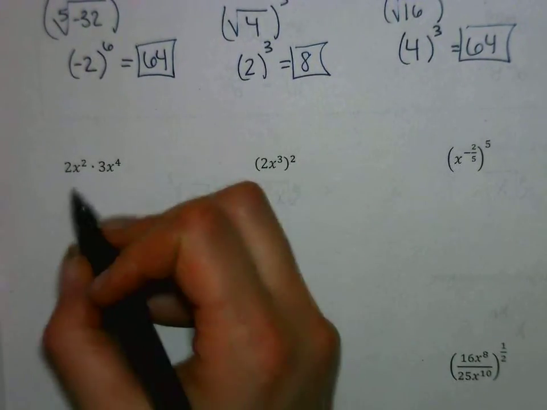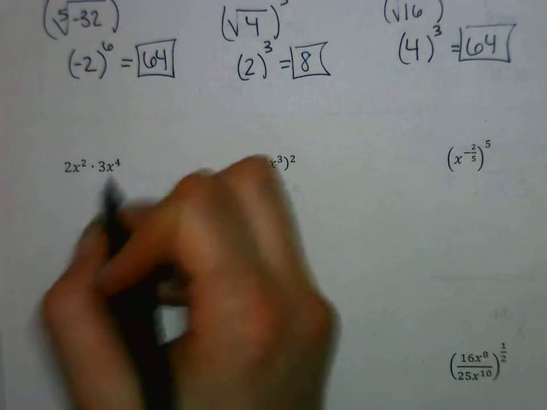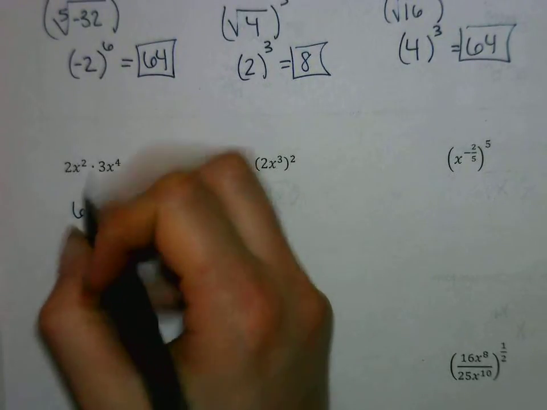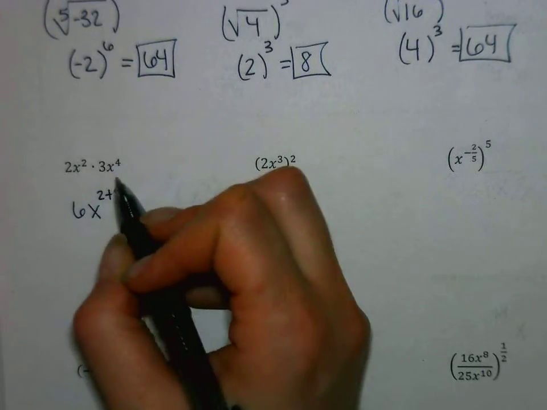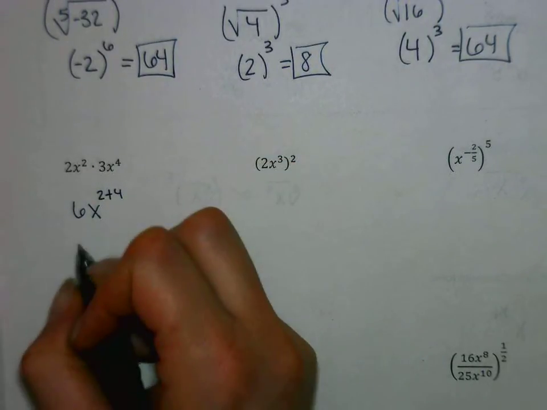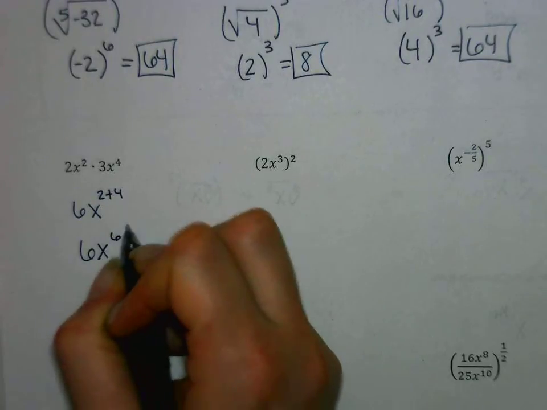So now, if we multiply each of these terms, 2 times 3 is 6. And here we end up with x, and then 2 plus 4. Because when we have the same base and we're multiplying, we add our exponents. So it's really 6x to the 6th power.